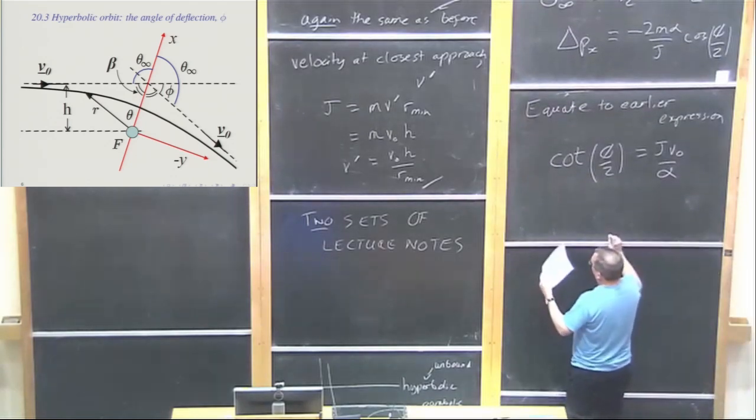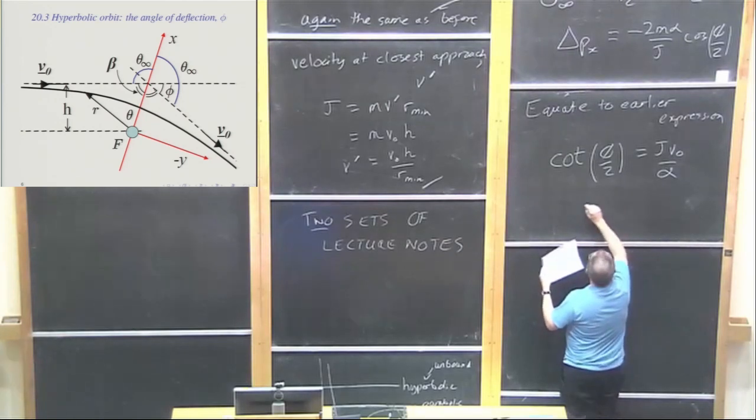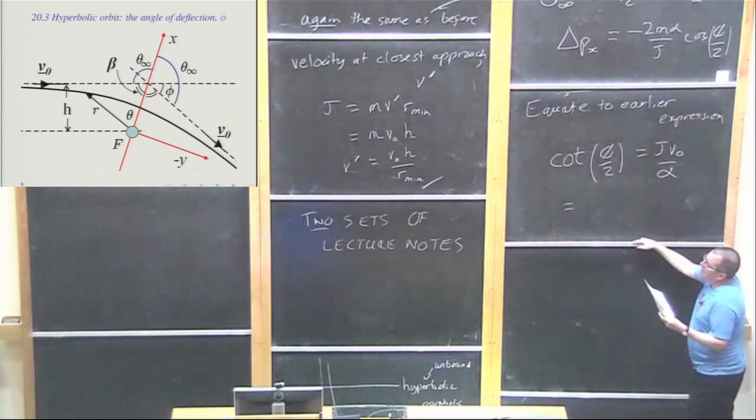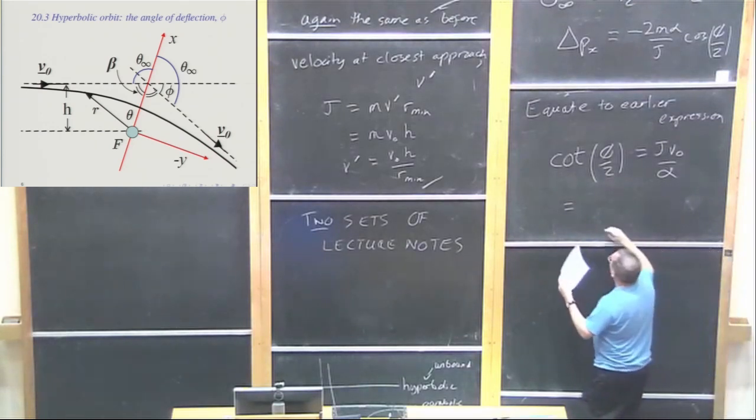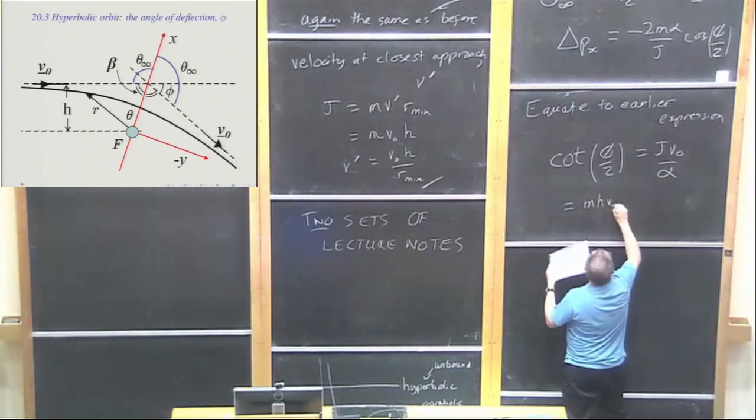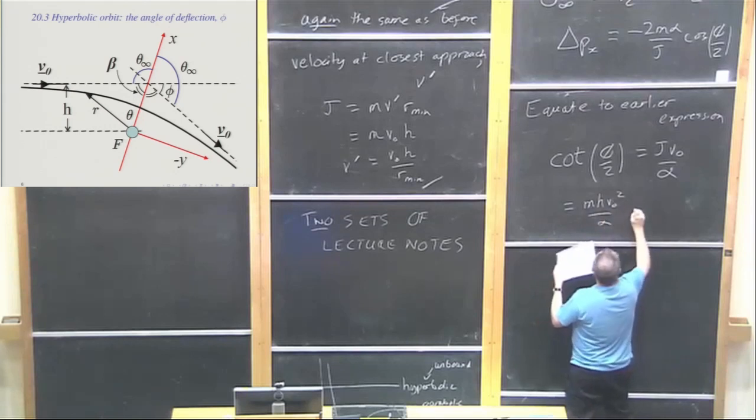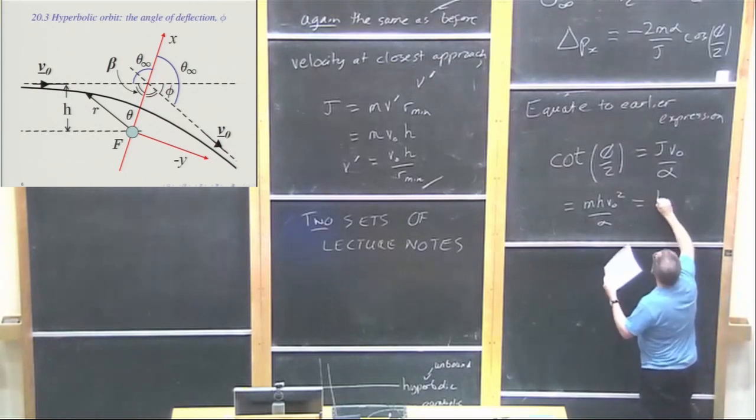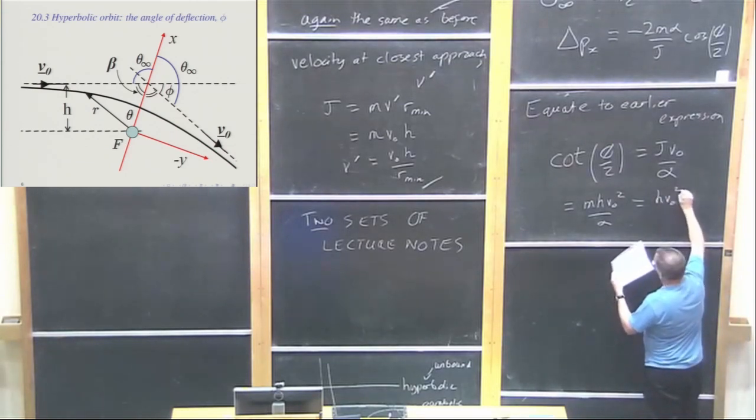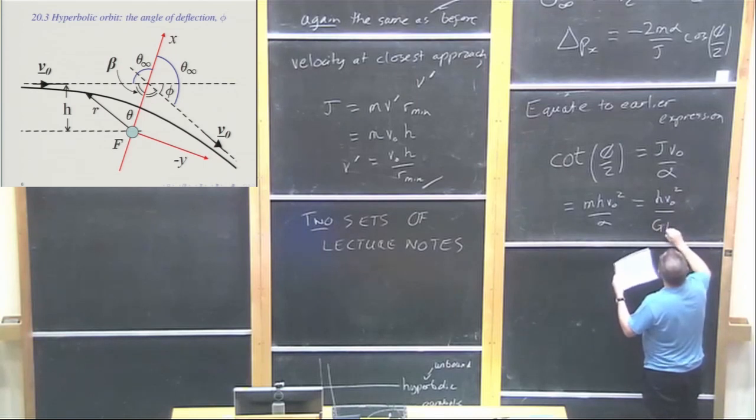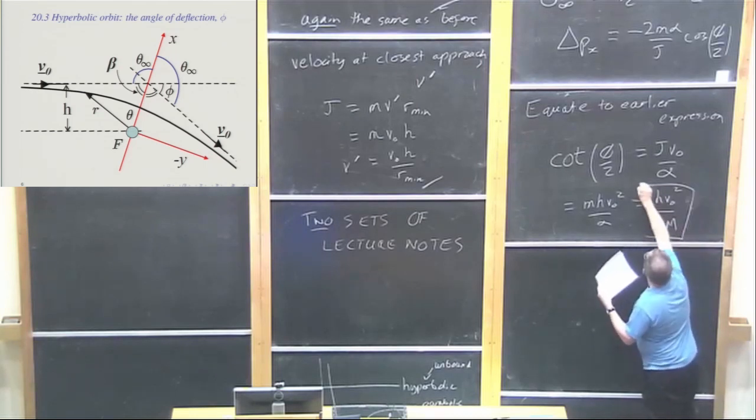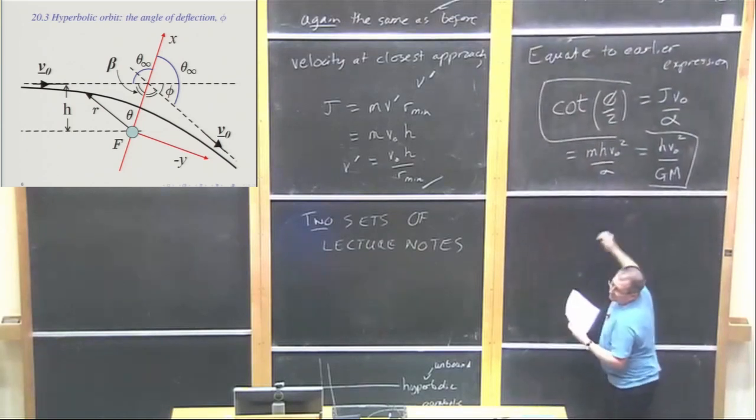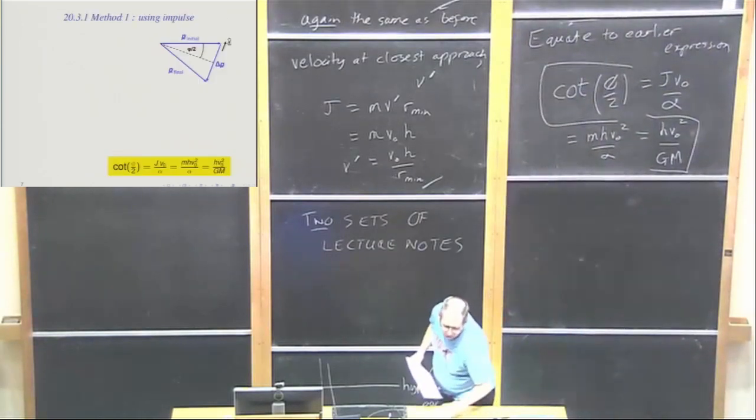And this turns out to be, if you put in the expression for j, which is m h v0, so you get m h v0 squared over alpha, and alpha is G big M little m, so you end up with h v0 squared over big G big M. So this is the result for the scattering angle.